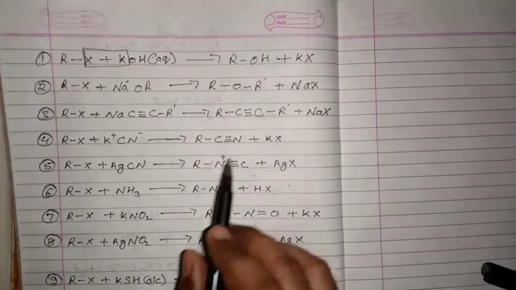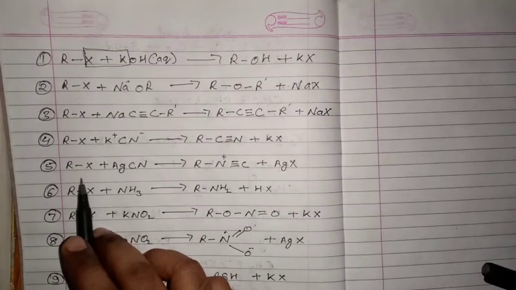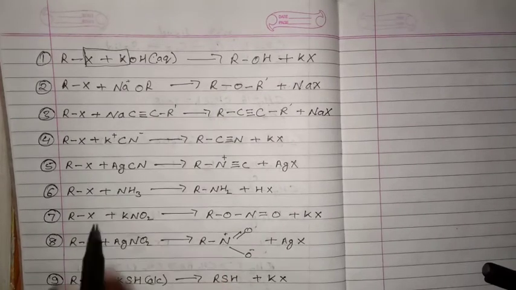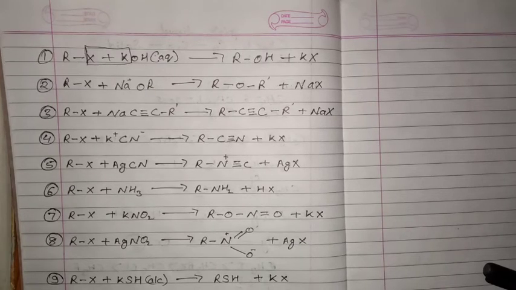But in the next case, if we want to prepare an isocyanide, then we have to make it react with silver cyanide. Silver cyanide is used for the preparation of isocyanide. In this case, what is formed? Isocyanide. Why is it so? Because cyanide is an ambident nucleophile and can attack from both the C side as well as the N side.